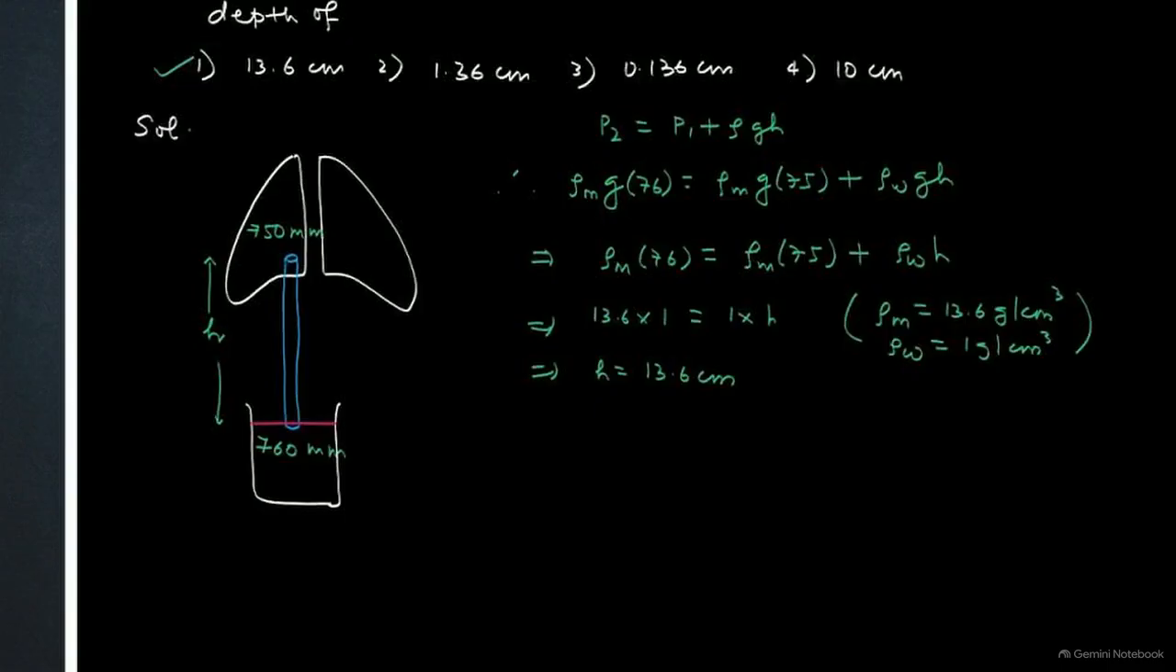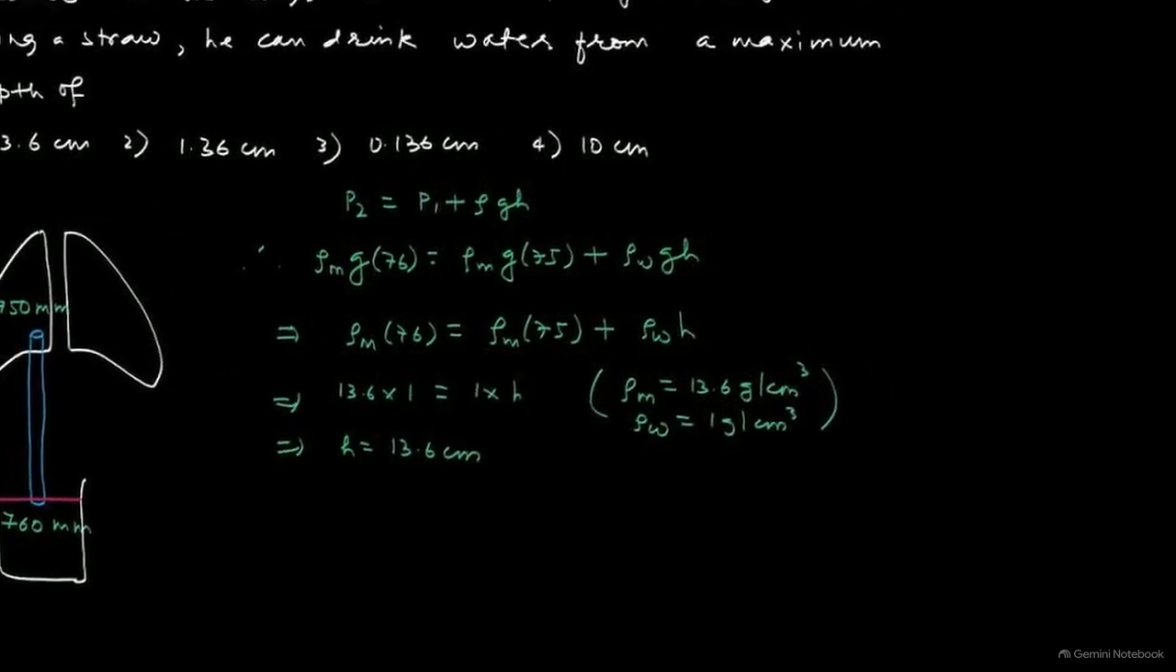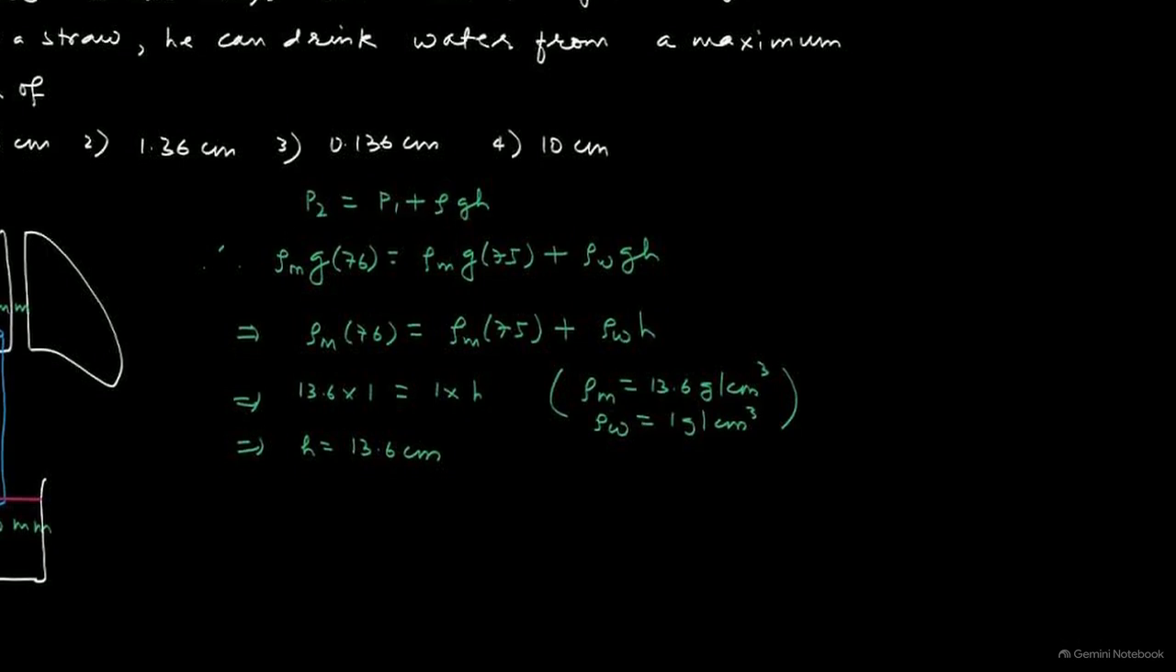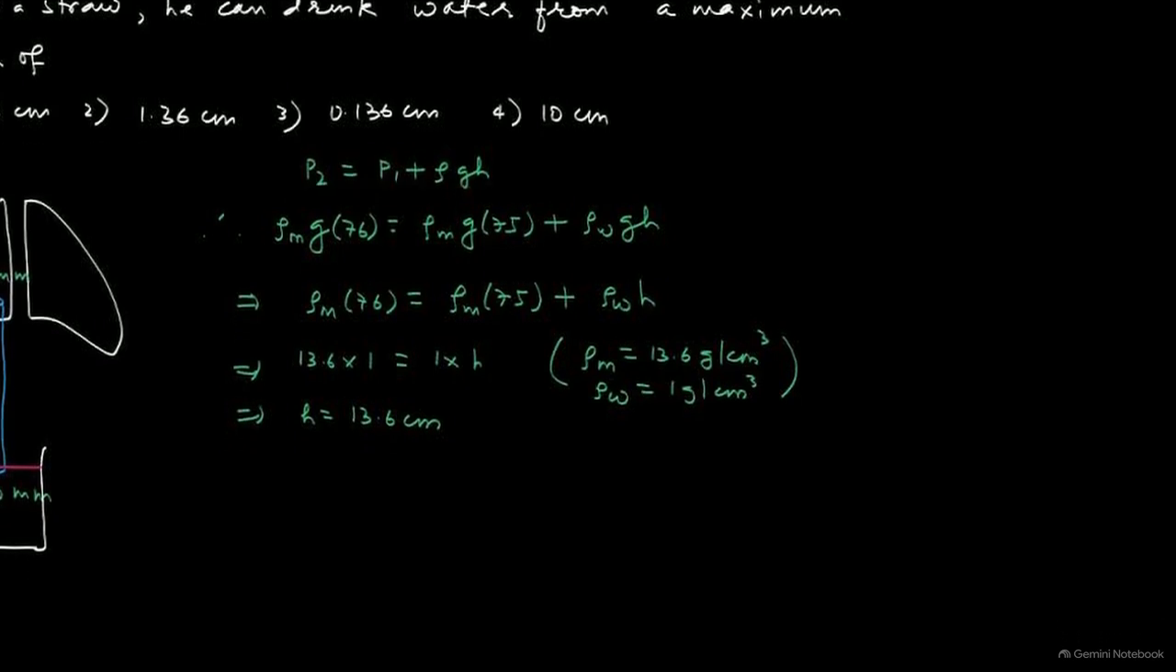Consider a specific case. If a boy uses his lungs to reduce his internal pressure to 750 millimeters of mercury, we can calculate the maximum depth of water he can drink. We apply the balance equation. The pressure at the surface of the cup equals the pressure in the lungs plus the pressure of the water column. While the internal pressure is measured in equivalent millimeters of mercury, the fluid being lifted is water.